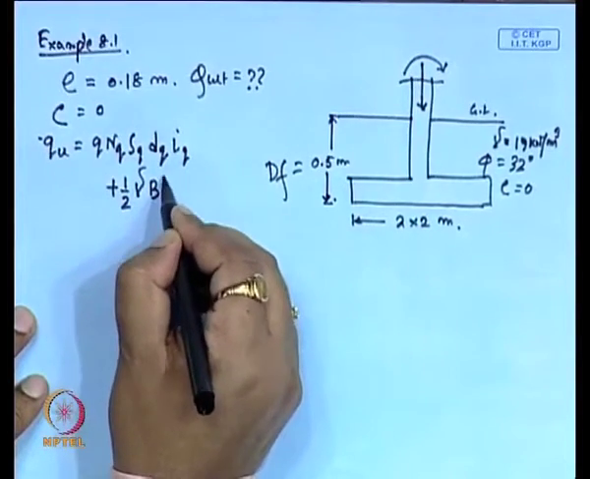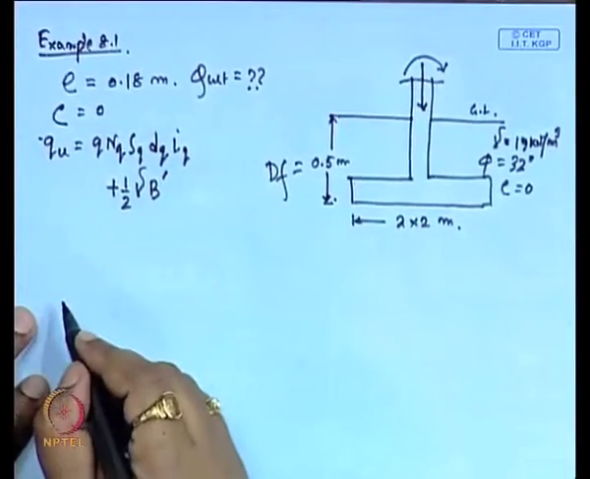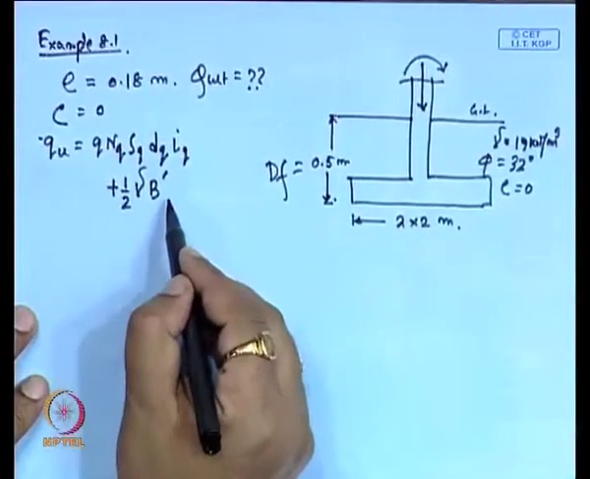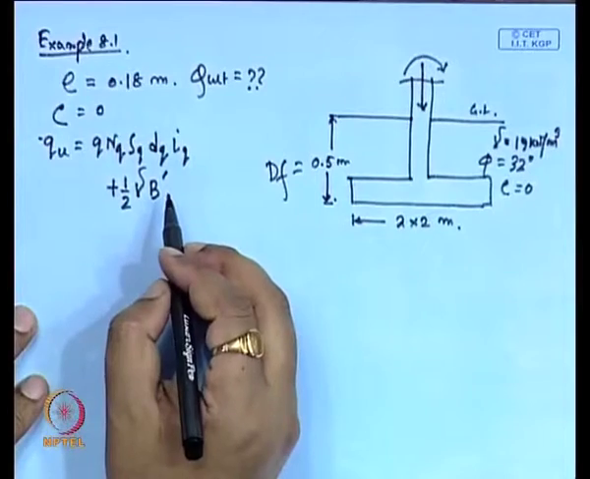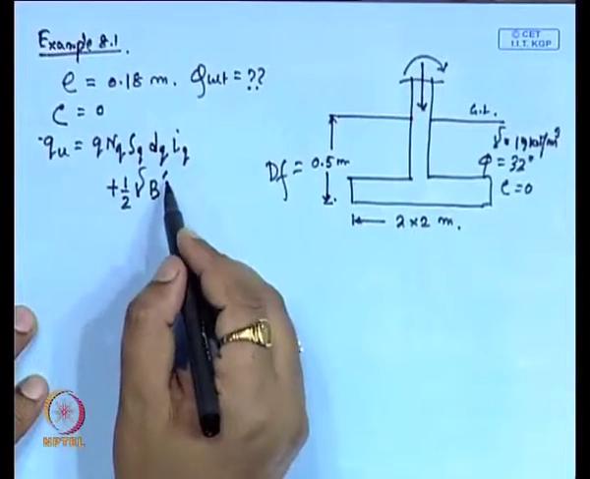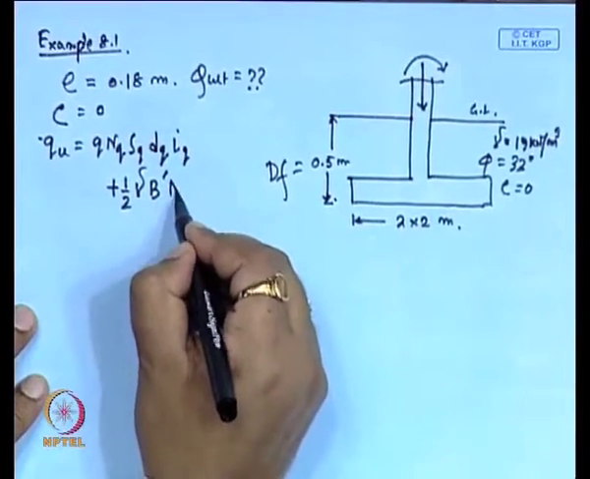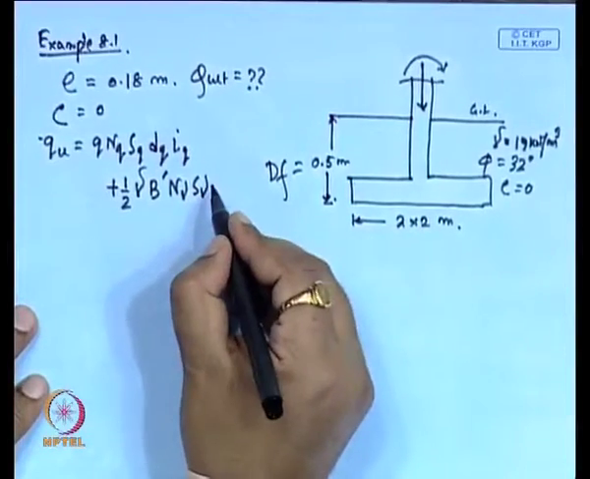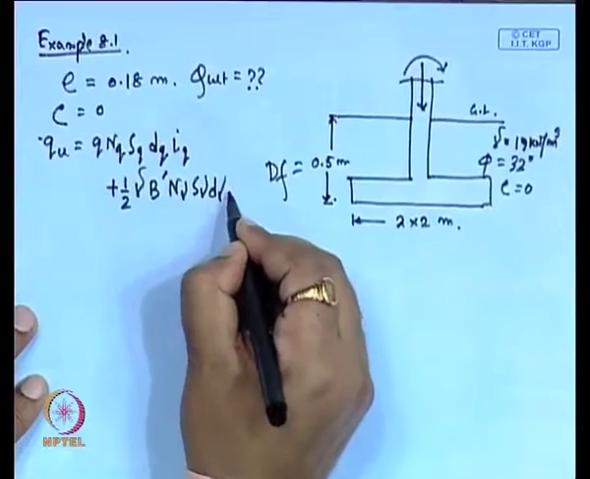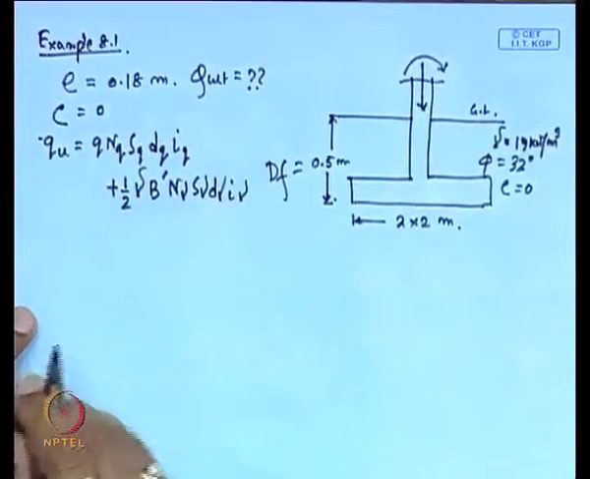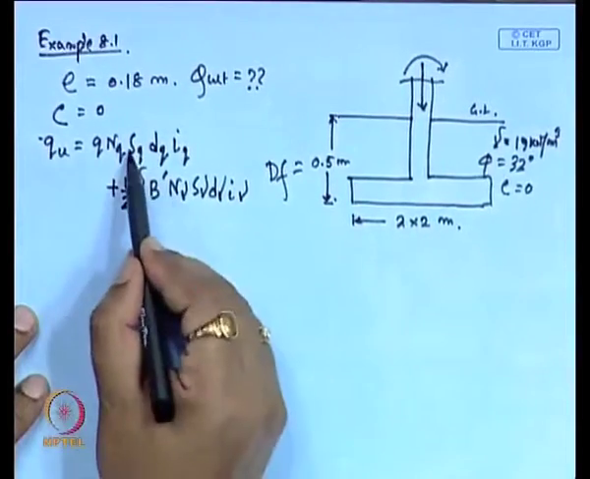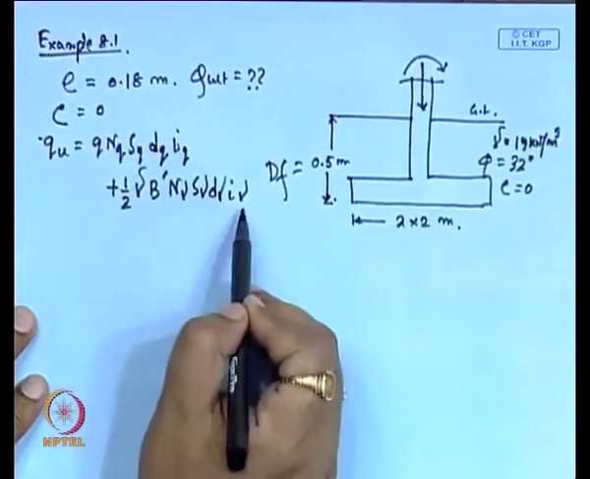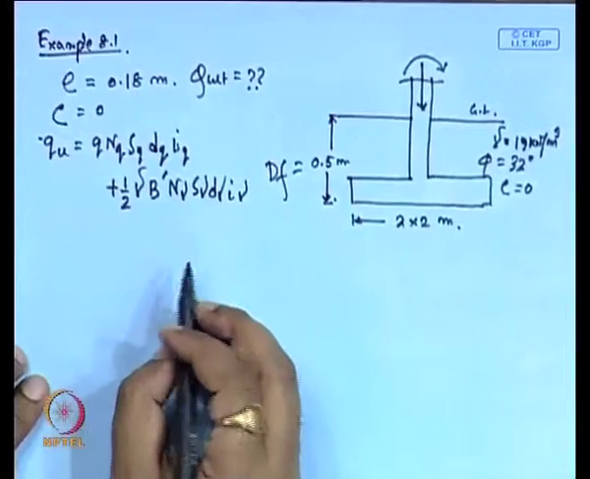Here we will use the B dash, because it is a one-way eccentricity, and we will not use B; we will use the effective width B dash. So, B dash into N gamma into S gamma into D gamma into I gamma. Here S q and S gamma are the shape factors, D q and D gamma are the depth factors, and I q and I gamma are the inclination factors.